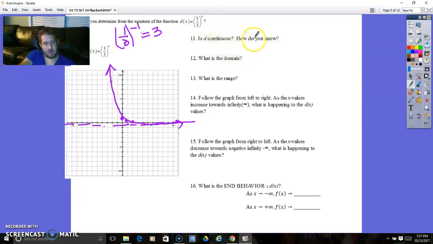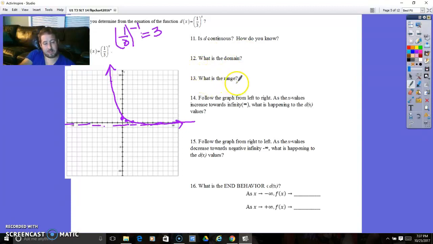Yes, it's continuous. How do I know? Because every single domain always has a range. If I put a decimal in for the exponent, it's still going to have an answer. Everything has an answer. All real numbers do. What is the domain? The domain would be all real numbers, left to right.